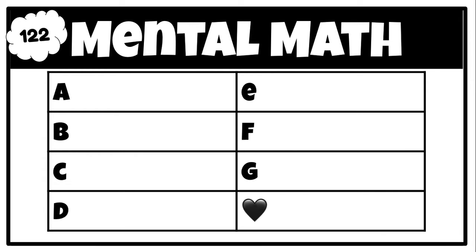Okay, next, B: What is 7 times 305? 7 times 305.